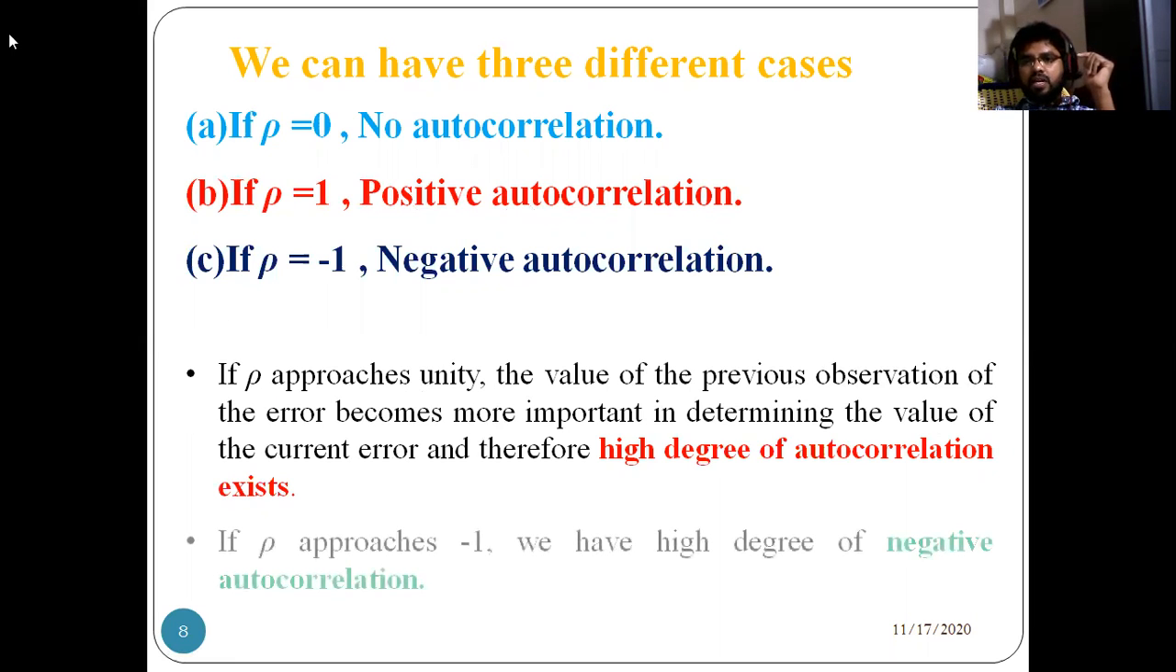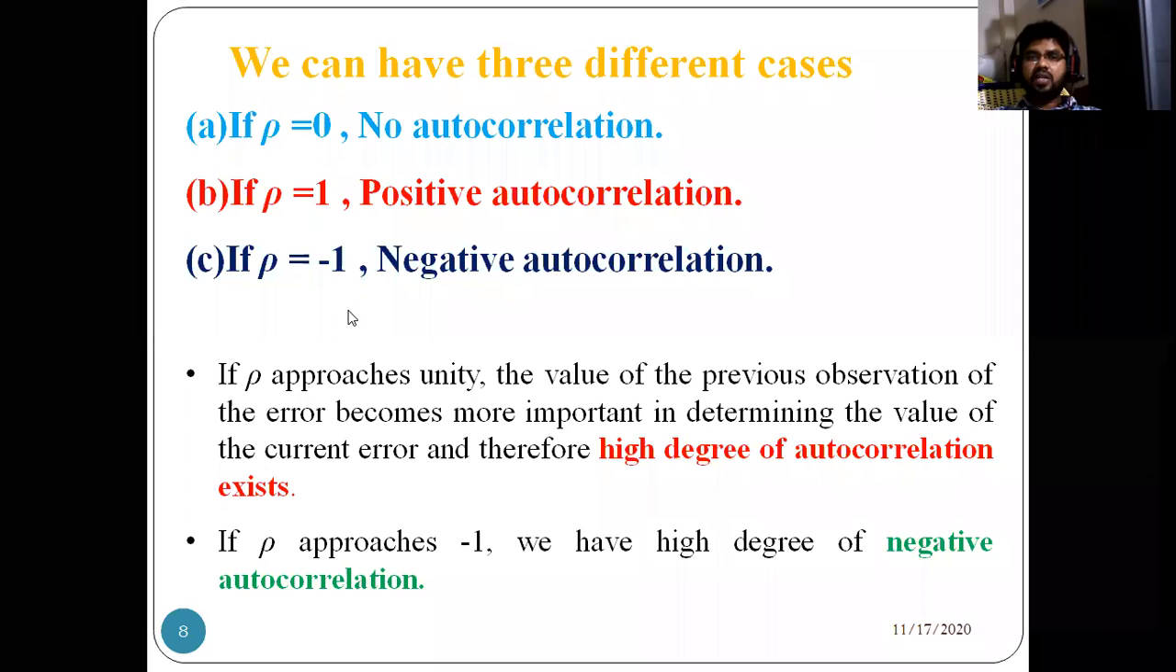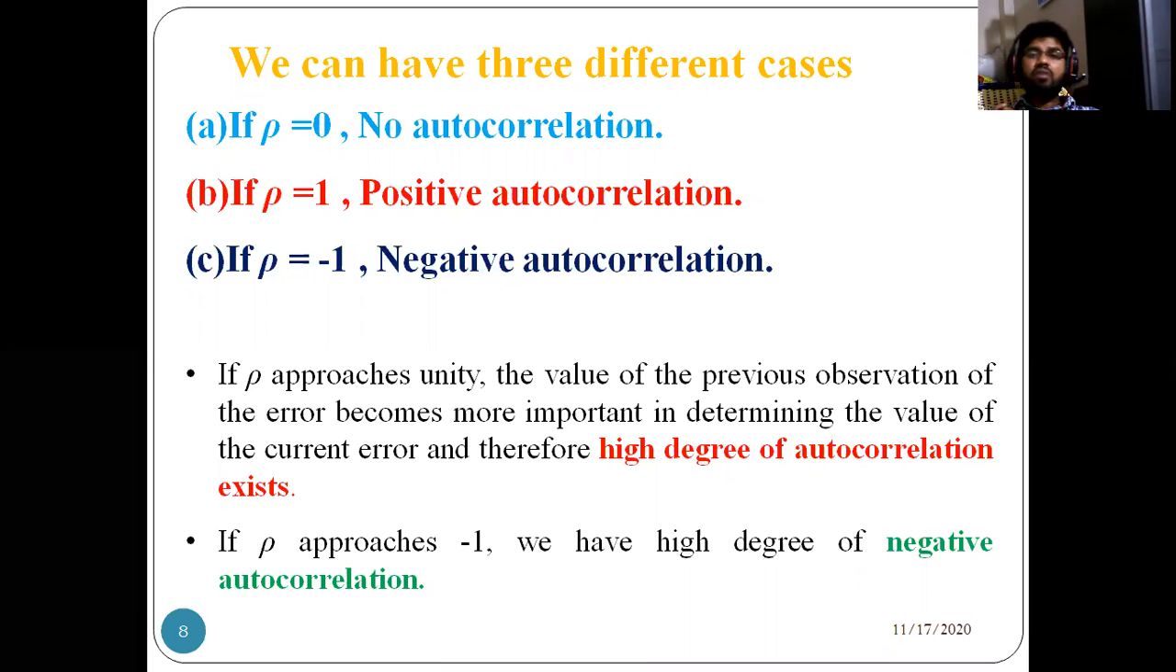As I told you, if rho approaches -1, we have a high degree of negative autocorrelation. If it is very close to -1, nothing but -0.8 or -0.9, which is very near to -1, we can say that there is a high degree of negative autocorrelation.